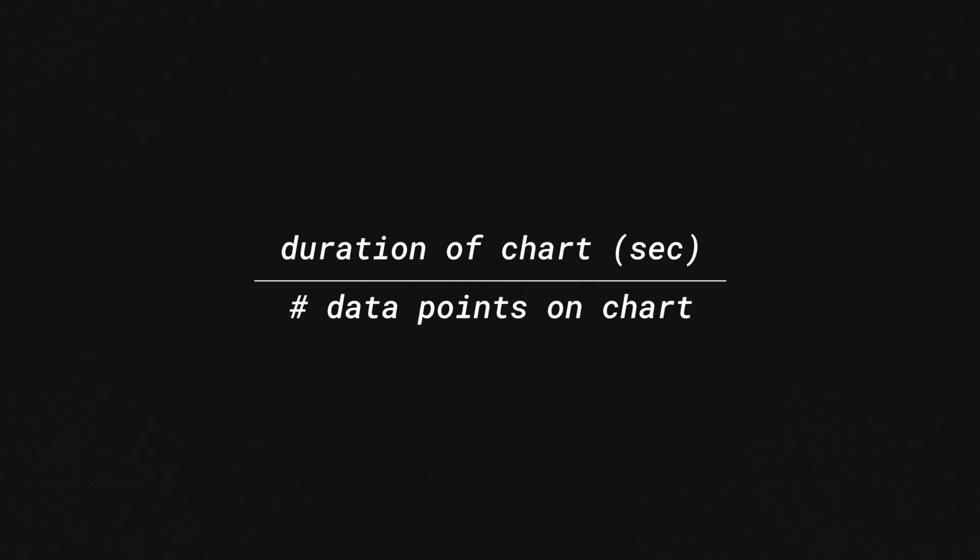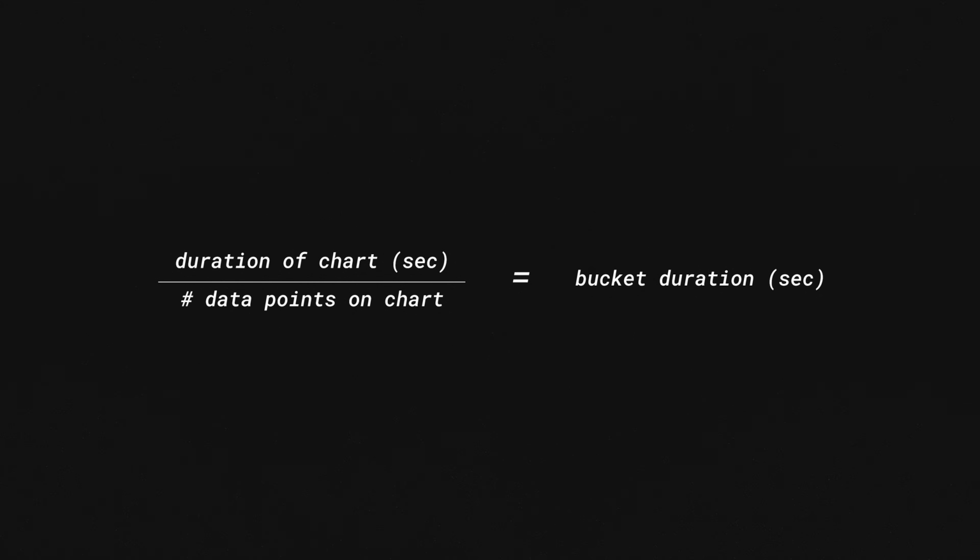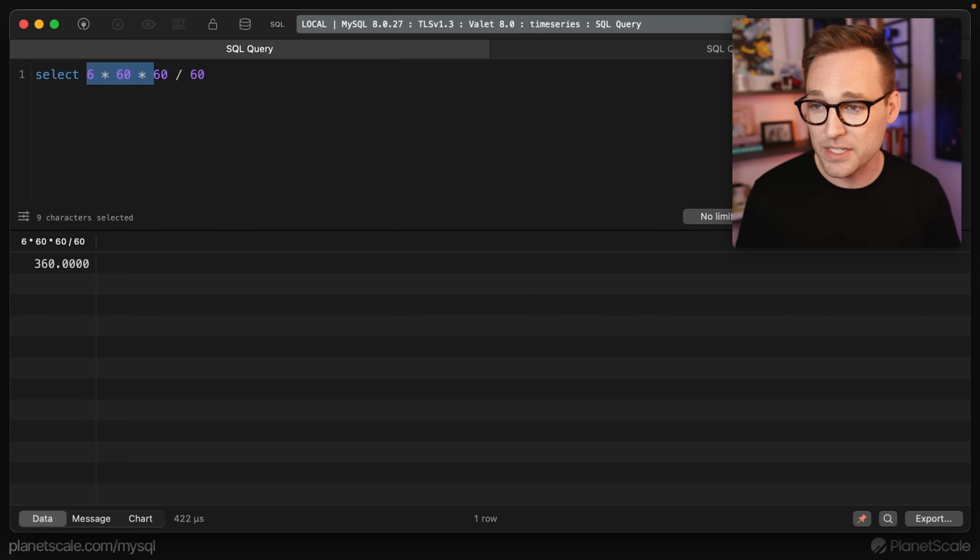So if we extract this into a general formula, you get the duration of the chart in seconds over the number of data points that you want to show on the chart, and the resulting value is how many seconds long each bucket should be. We can check my math here: 6 hours times 60 minutes times 60 seconds divided by 60 data points, and we do get that 360.